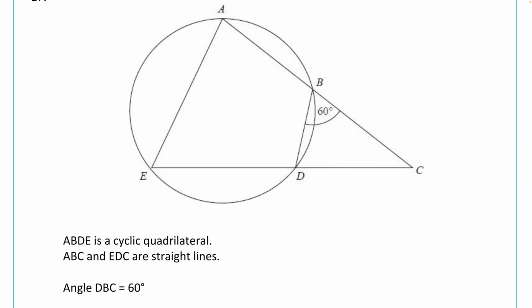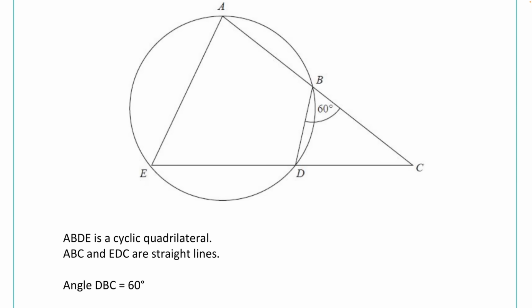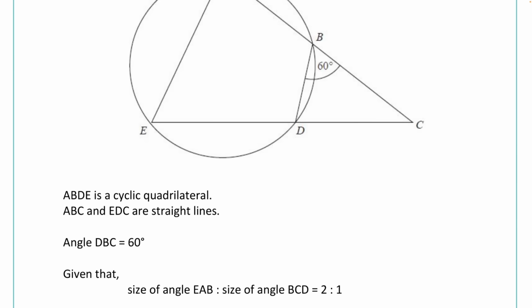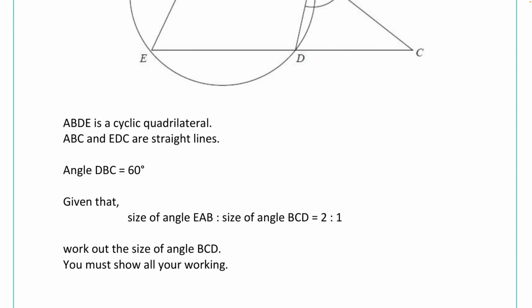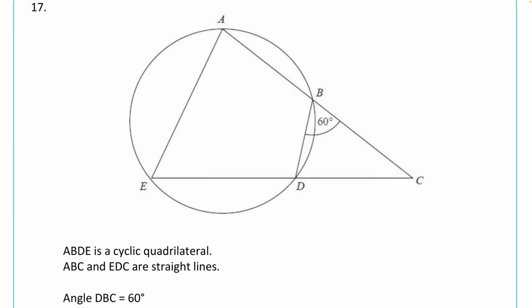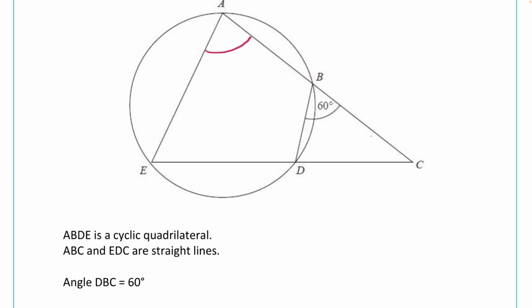This particular one says that ABDE is a cyclic quadrilateral, and it tells us that ABC and EDC are straight lines. It says that angle DBC is 60, which we can see, and it says the size of angle EAB to BCD is 2 to 1. Work out the size of BCD. So let's just highlight those angles. EAB is here, and BCD is here. And it said that they're in the ratio 2 to 1.